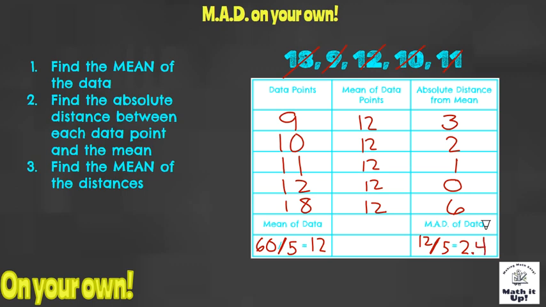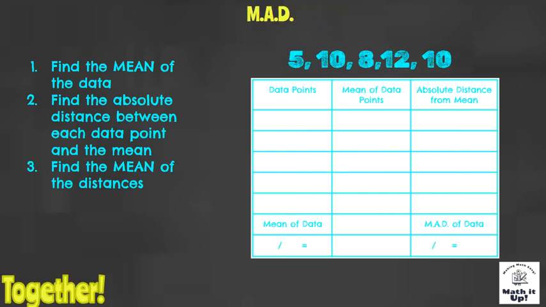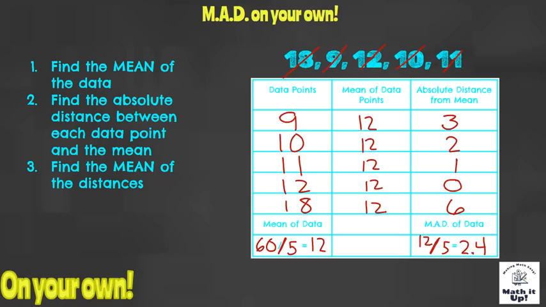So our mean absolute deviation for this data is 2.4. And even though the data points are quite different, it turns out that the data isn't that different at all in terms of the spread from the mean from the last set.